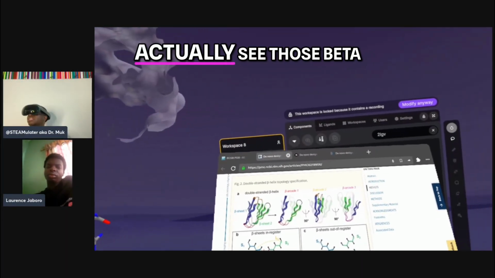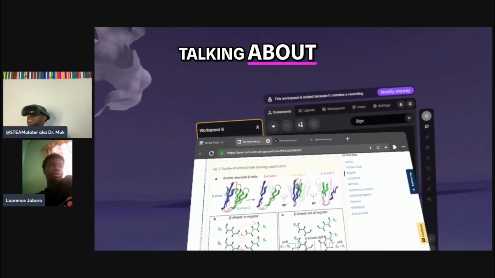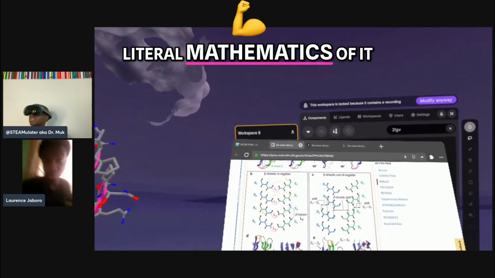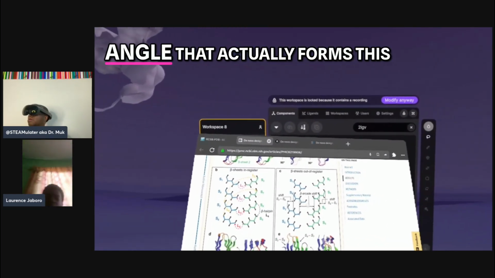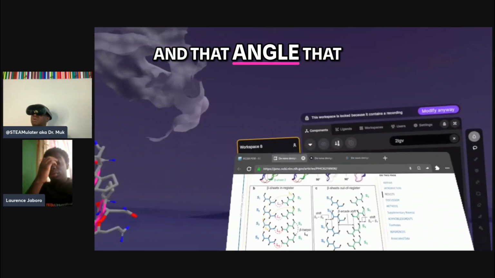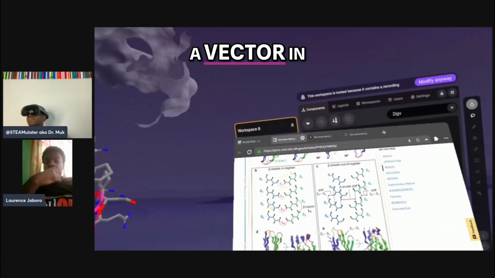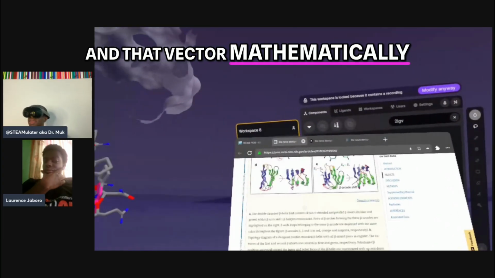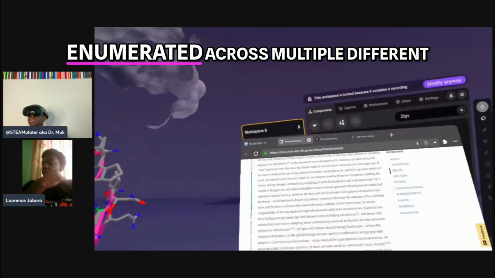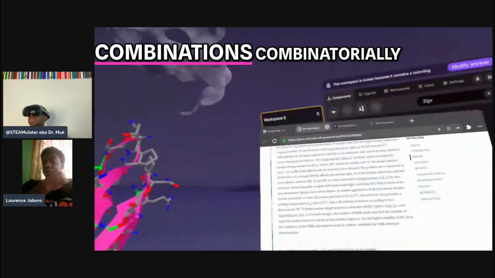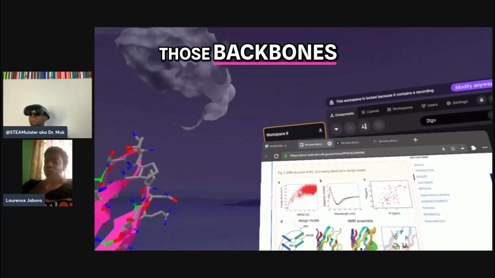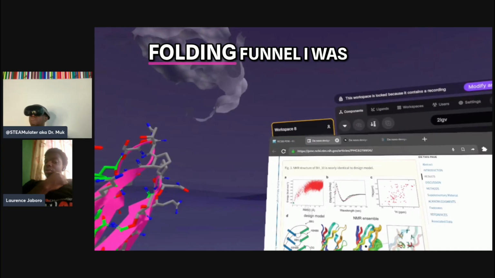And so here you actually see those beta arcades that I was talking about, enumerated and forming, and then down to the literal mathematics of it, like it's a specific angle that actually forms this, and that angle can be translated to a vector in coding space, right? And that vector mathematically can be enumerated across multiple different combinations combinatorially to make multiple backbones. Those backbones, we then, this is the forward folding funnel I was talking about.